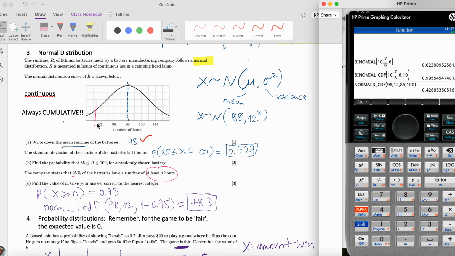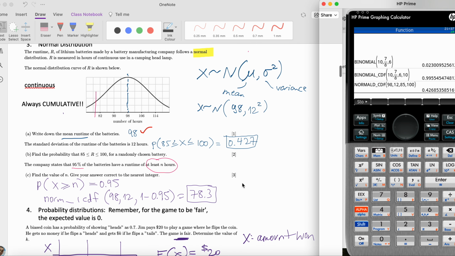If you just want less than 82, you don't type in 0, you just type in 82 and leave it. If you want from 82 to infinity, then you type in 98, 12, and then you type in 82 and a really big number. Remember that.